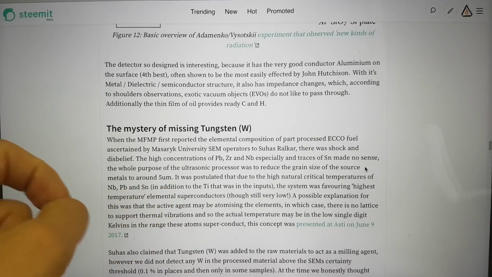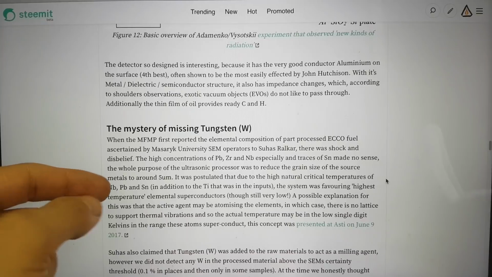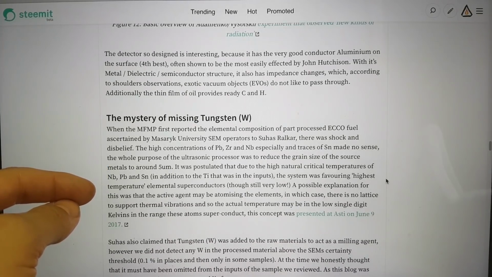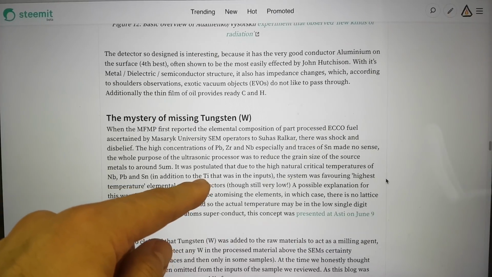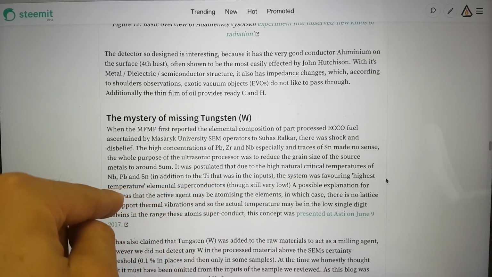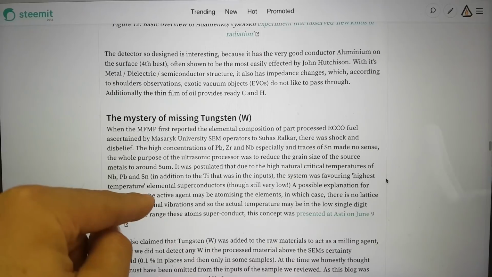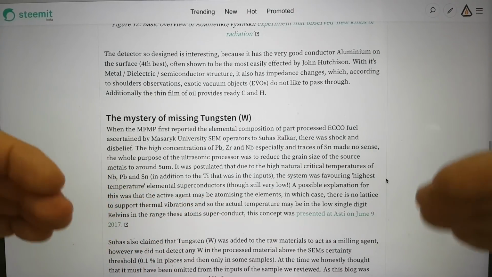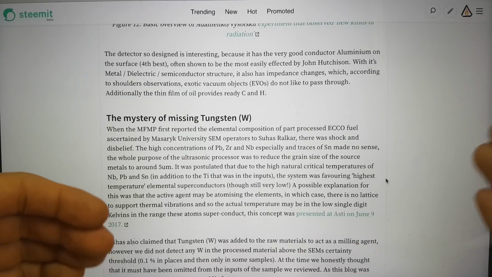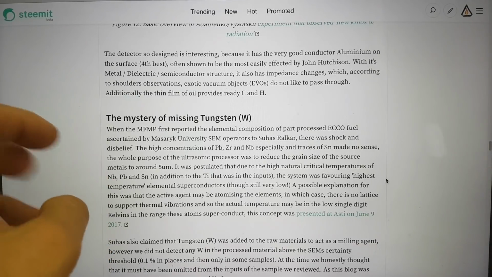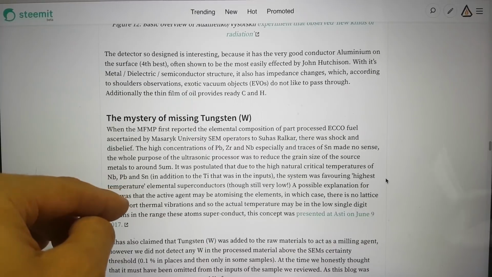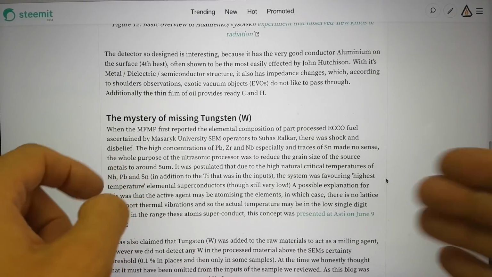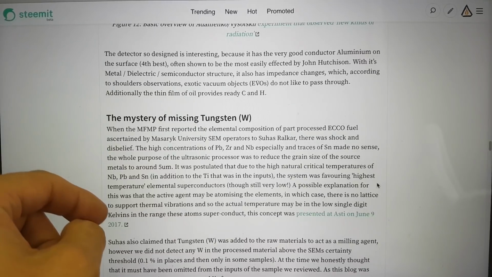It was postulated that due to the high natural critical temperatures of niobium, lead, and tin, in addition to the titanium that was in the inputs, the system was favouring highest temperature elemental superconductors. Of course, it's still very low. So, niobium sort of 9 point whatever Kelvin, and lead's like 6 or something. But these are almost the order of the highest temperature elemental superconductors.